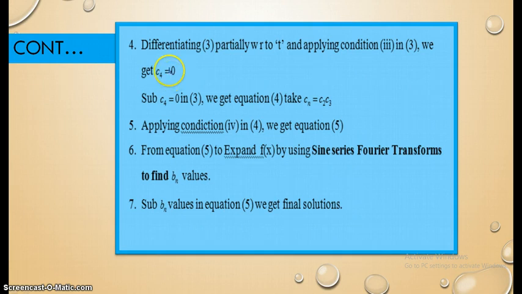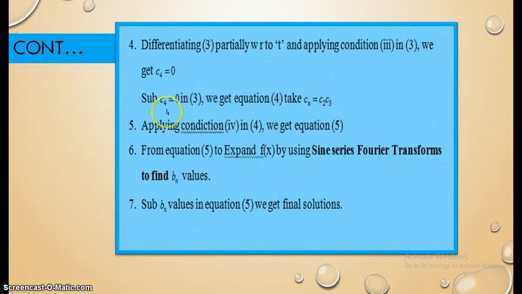So substitute c4 equal to 0 in the same equation, that is equation number 3, so we will get equation number 4. In equation number 4, we can take cn equal to c2 c3. So we will get many constants present in that equation. For that case I can take cn, or we can take bn values. So we can take cn equal to c2 c3, or we can take bn equal to c2 c3, based on the given problem here.